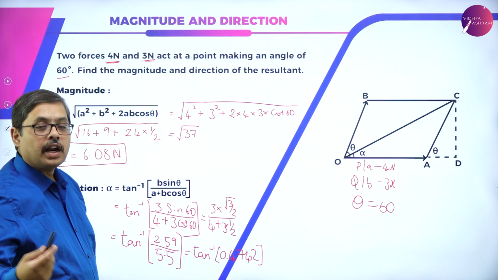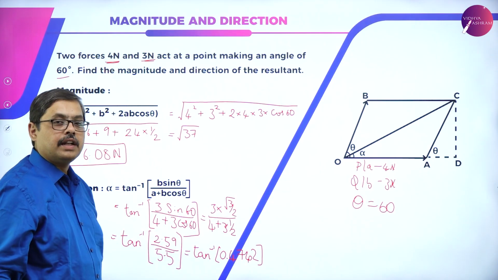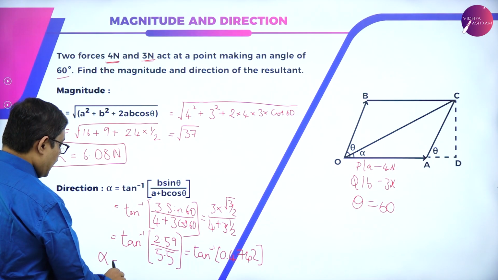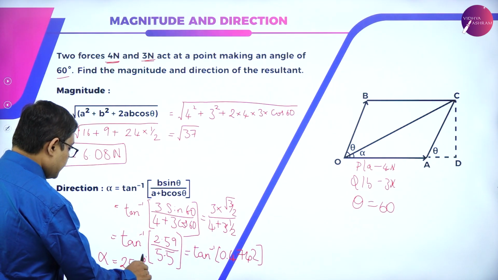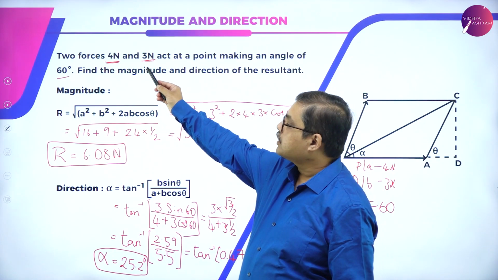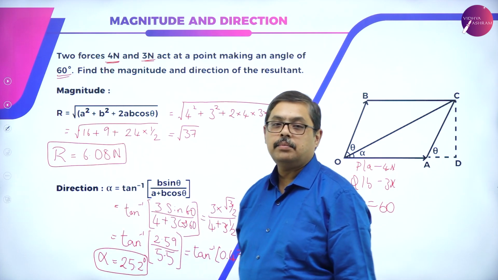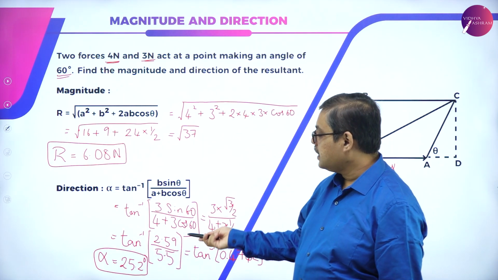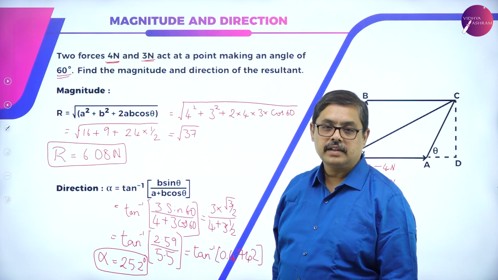You can use your Clark's table to find out what is tan inverse of 0.4742. You get the answer to be alpha is equal to 25.2 degrees. Okay, so for two vectors 4 Newton and 3 Newton acting at an angle of 60 degrees in between them, the resultant is 6.08 Newton and it is acting at an angle of 25.2 degrees with the horizontal.